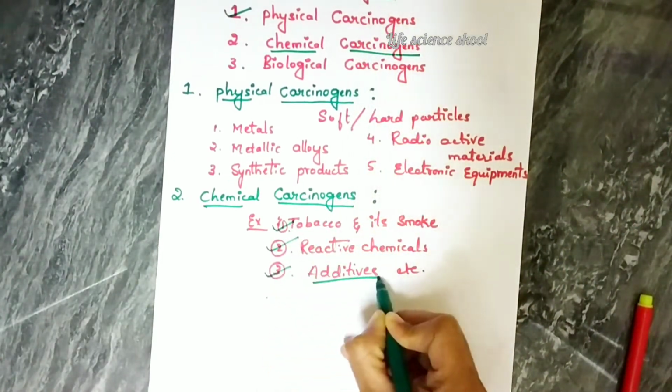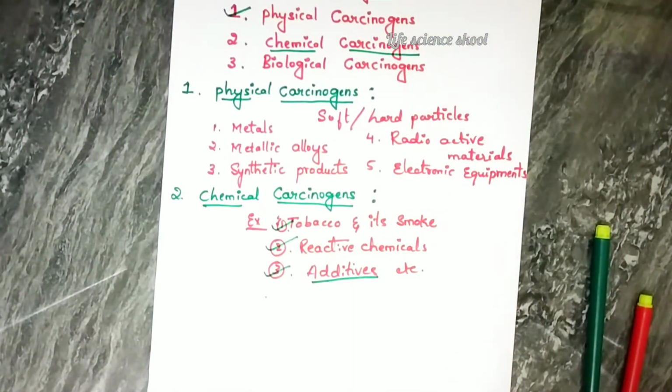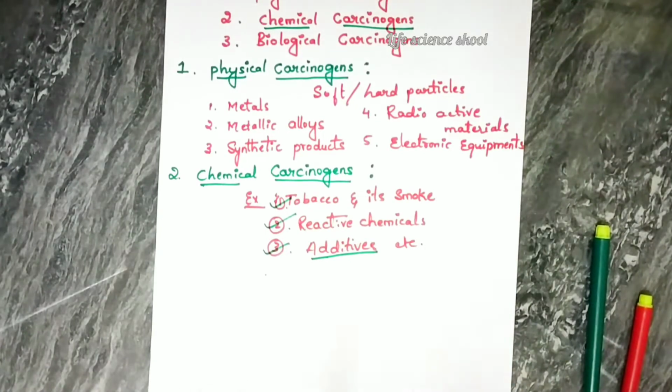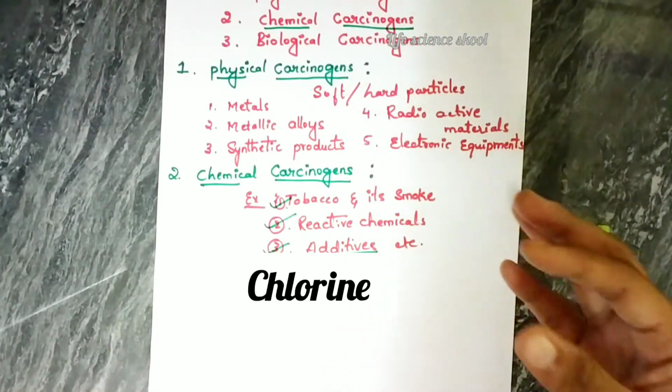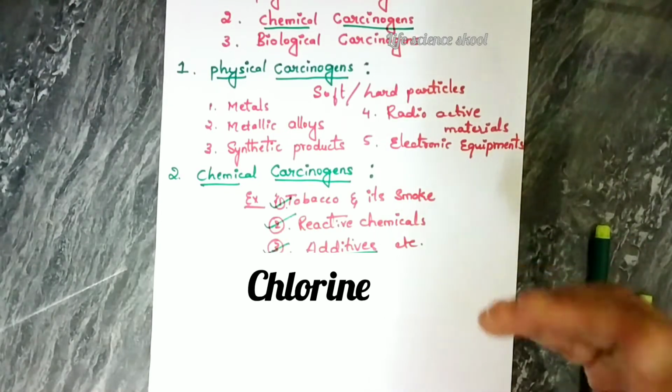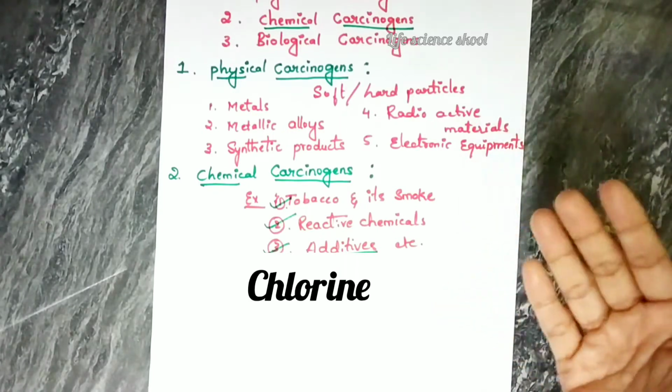Third one is additives. Nowadays, because of so much modernization, we are using so much packed food, which is actually very dangerous for health. Additives of many kinds used as coloring agents and preservatives are also culprits of cancer. For example, chlorine has been questioned as a water additive because certain chlorine compounds are known to produce mutations which lead to cancer.